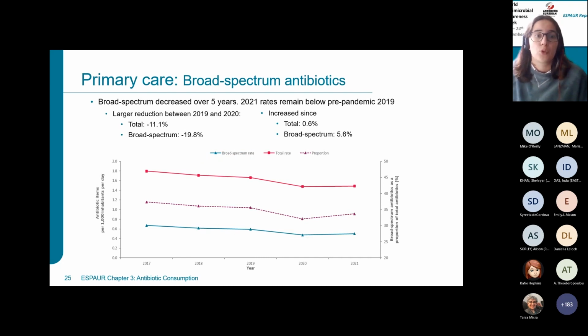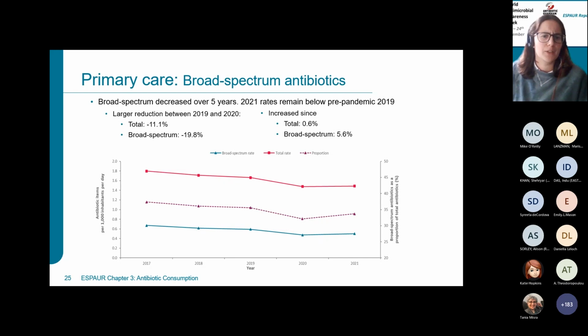Analysis looking specifically at broad spectrum antibiotics in primary care was conducted. So similar to total prescribing, there were decreases in prescribing seen from 2017 to 2021. And there have also been decreases in broad spectrum antibiotics as a percentage of total antibiotics. There was, however, a bigger decline in prescribing from 2019 to 2020 in broad spectrum antibiotics, with broad spectrum seeing a 19.8% decrease from 0.59 to 0.48 items per 1,000 inhabitants per day, whilst total antibiotics only decreased by 11.1%, as already mentioned.